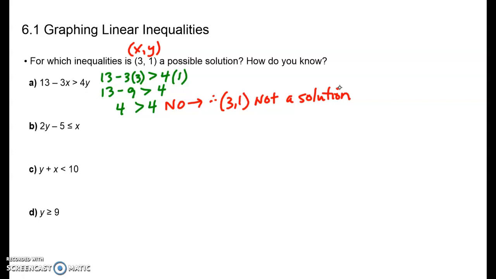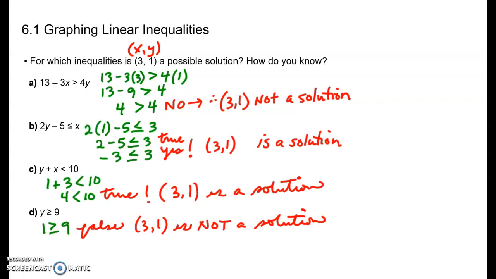Okay, what I would like you to do is pause here and do B, C, and D yourself, and then compare your answers when you press play to mine here. So you can see that in B, negative 3 is less than 3, so (3, 1) is a solution. In C, 4 is less than 10. Yes, that's true. Therefore, (3, 1) is a solution. And in D, 1 is greater than 9. No, that is false. (3, 1) is not a solution. Okay, so you can see how we can test any point on a graph by putting it into a linear inequality to see if it is part of the solution or not. Okay, moving down.